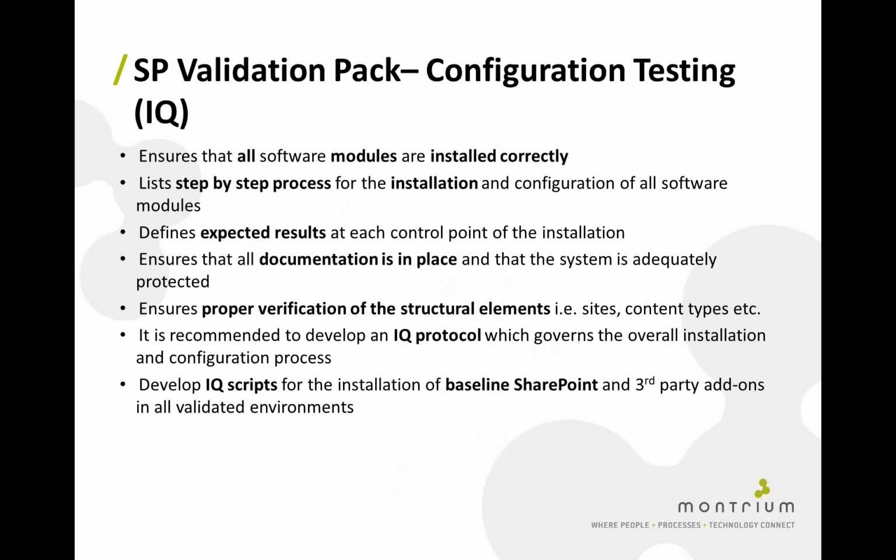So once we've got all of that, we now go into our testing phase. So we've got a configured system, we've got all of our configuration documents and our specification documents, we've got our traceability matrix, we've written our test scripts, and so now we need to go ahead and execute them. And the first set of test scripts that we're going to be dealing with is our configuration testing, or our installation qualification. And this document really ensures that all of the software modules have been installed correctly.